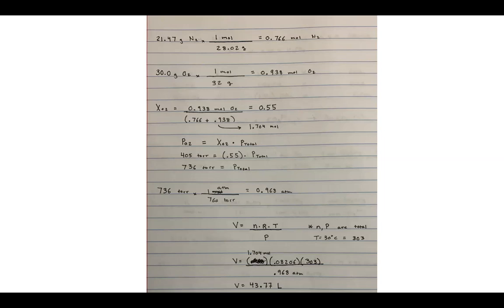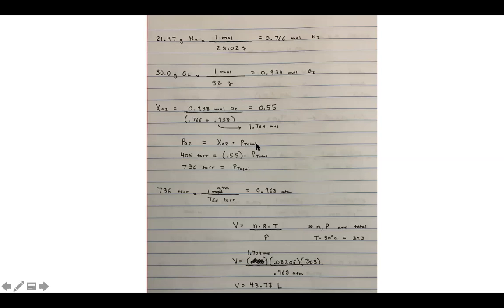Okay, now we're given a partial pressure of oxygen. And so what I'm going to ask you to do is skip this part here and look at these equations. This is a very important partial pressure equation. And what it says is that the partial pressure of our oxygen gas, or any gas, would be equal to the mole fraction of this gas, which in this case is oxygen, times the total pressure.